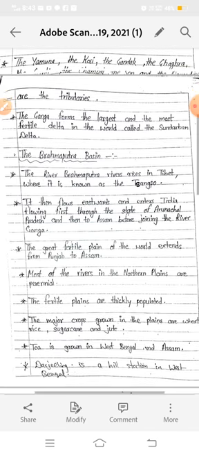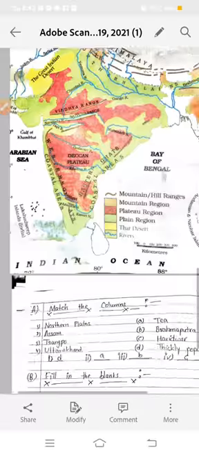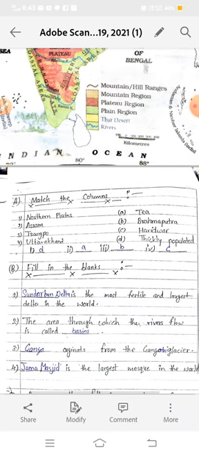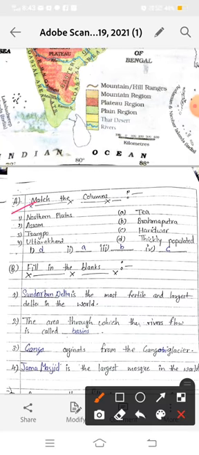Okay, now we will do the exercise. See, first is match the column. Northern plains will match with the D option, thickly populated. Recently you learnt about this. So first will be D, and Assam will match with the T. It is A. And Sangpo is called Brahmaputra when it enters India from Arunachal Pradesh.